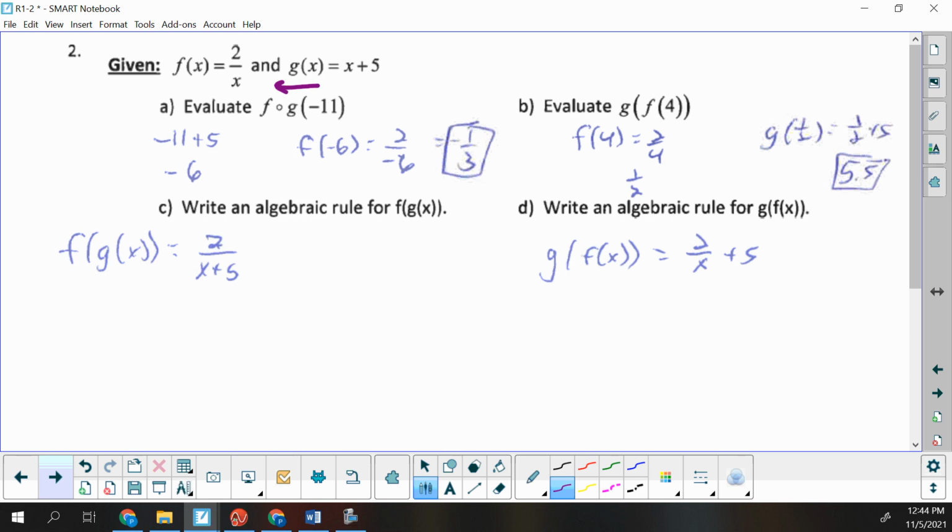And then for our algebraic rules, f of g of x, we'll put g of x where x is in f's equation, so 2 over x plus 5. And then going the reverse, we'll put 2 over x in g's equation, so 2 over x plus 5.